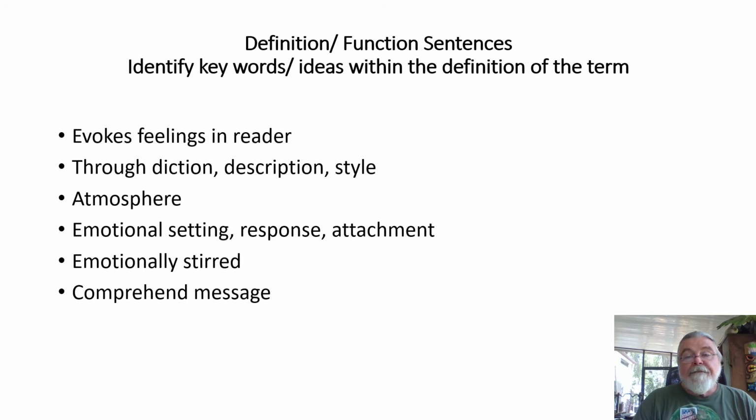Now that I have the definition and function, I want to identify the key words within the definition and function, extract them, and use them to create my sentence templates. So, function, definition: evokes feelings in the reader through diction, description, style, atmosphere, emotional setting, response, attachment. Emotionally stirred, comprehend the message. As with anything, you've got to think. These are the key words. I extracted them from the definition and function. I'm going to use those ideas to create my sentence templates.